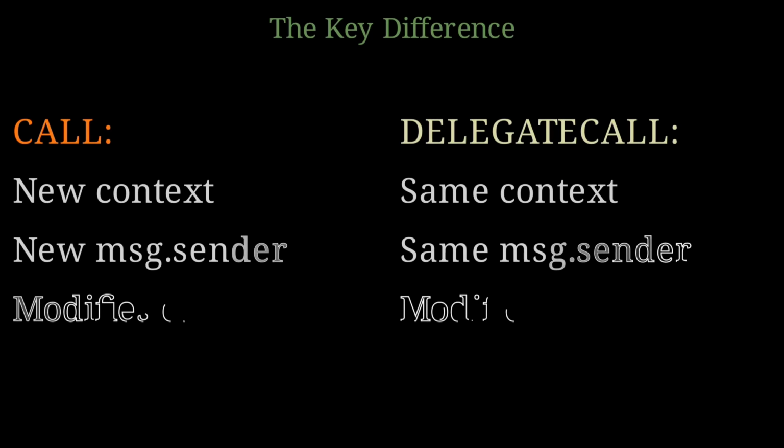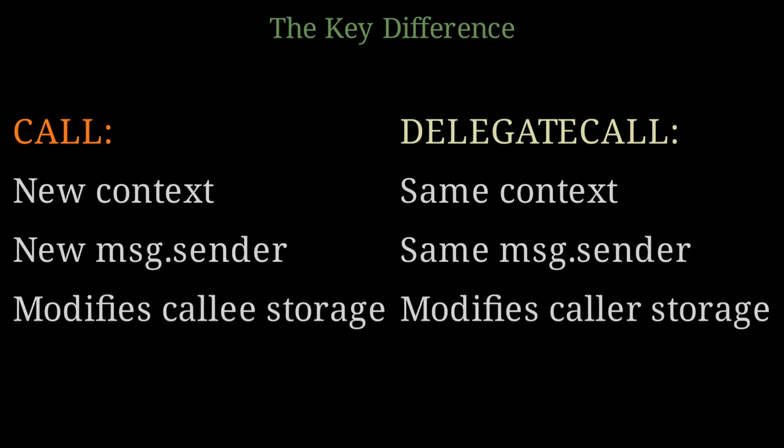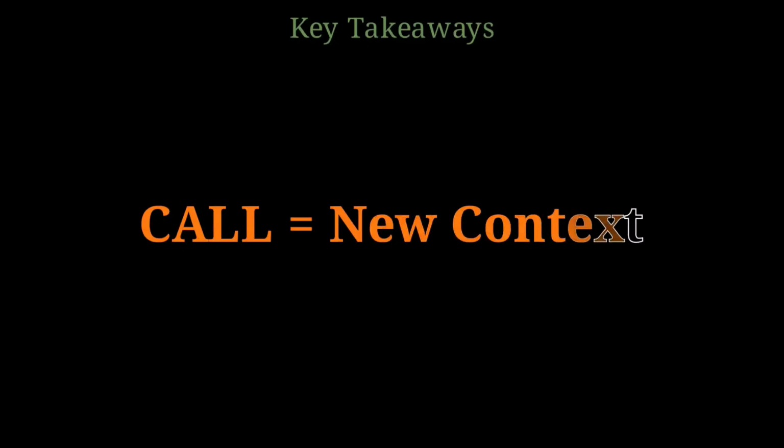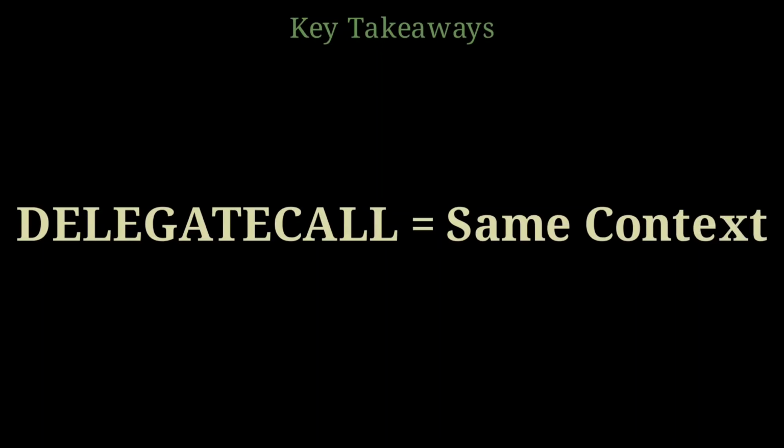Let's compare them side by side. Call creates a new context, it changes msg.sender to the caller, and it modifies the callee's storage. This distinction is fundamental to understanding how contracts interact on Ethereum. So remember these 3 points. Call creates a new execution context, delegate call preserves the calling context, and they have completely different effects on storage.